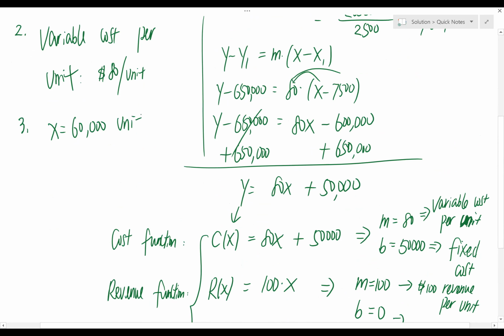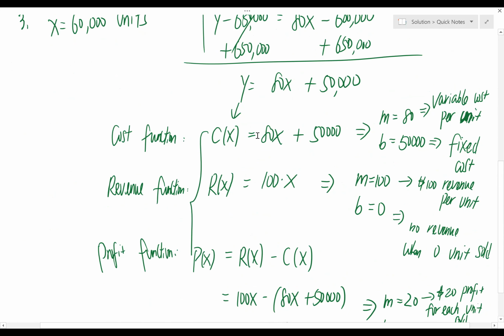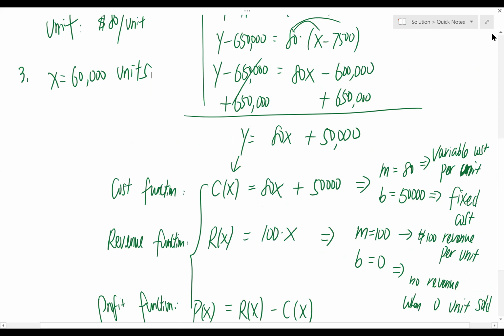You just have to plug this into all three functions. Plug into the cost function, you get a total cost. If you plug into the revenue function, you get a total revenue. And if you plug the x into the profit function, you get a profit. So we're gonna do that, right? So first of all, C of 60,000. We want to find out the cost of producing 60,000 units. So here x becomes 60,000. So it's 80 times 60,000 plus 50,000.